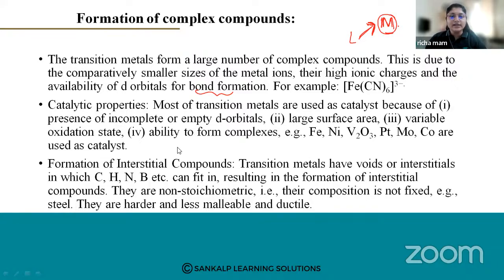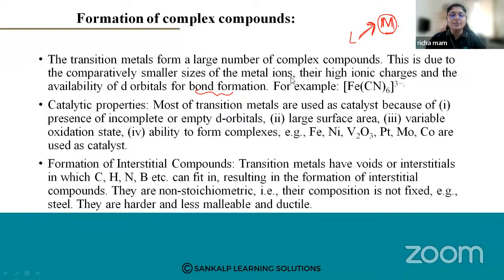So what is the catalytic property here? Most of the transition metals are used as catalysts. Now we know the role of a catalyst. What does a catalyst do? It will increase the rate of reaction, without any alteration in the equilibrium. So a catalyst is used in speeding up the rate of reaction. Most of the transition metals are used as catalysts.